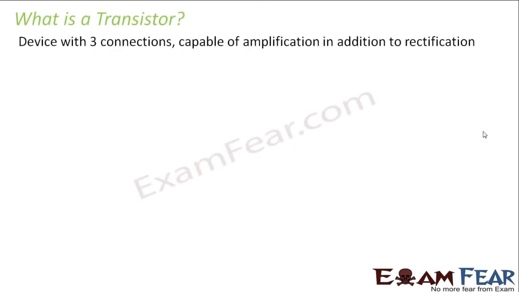So what is a transistor? A device with three connections which is capable of amplification in addition to rectification. In the case of diodes, we saw that it was a two-terminal device, right? But in case of a transistor, it has got three terminals. So the transistor is capable of amplification in addition to rectification. That means the transistor serves the purpose which a diode served. Diode also helped in rectification, but in addition to rectification, the transistor is also capable of amplification.